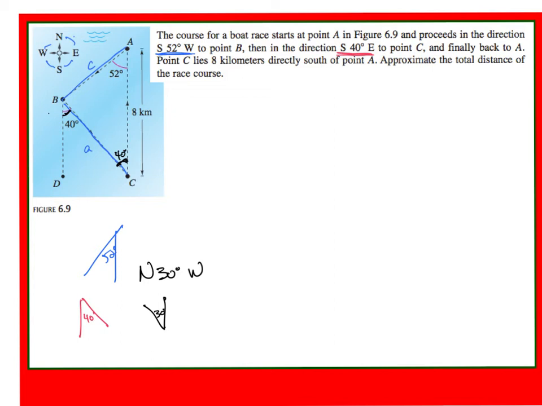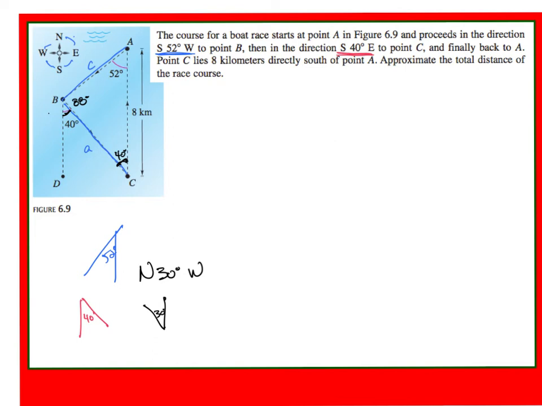They're alternate interior angles. That's why they're 40 degrees. Because this right here and this right here are parallel lines, and this is the transversal. It's cut by a transversal. These are alternate interior angles, so that's 40. So this is 52. So how do I find angle B? I subtract those from 180, and what do I get? 88 degrees. Good. So that right there is 88 degrees.